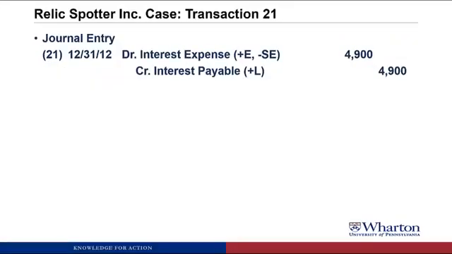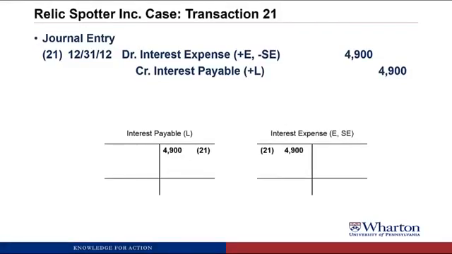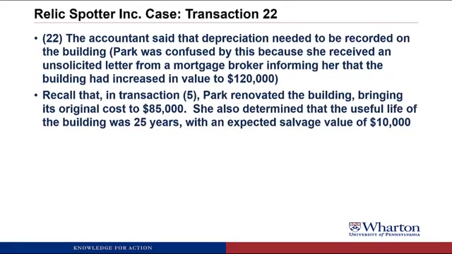Then we need to post this to T accounts, so we create an interest payable liability. This will go on the balance sheet to show that we have this obligation to pay interest in the future at the end of the year. And we create an interest expense to recognize that one of the costs of doing business this period was that we've incurred interest costs.